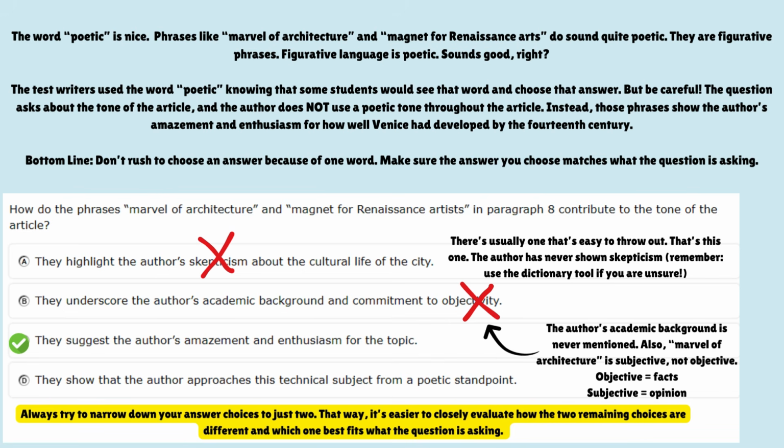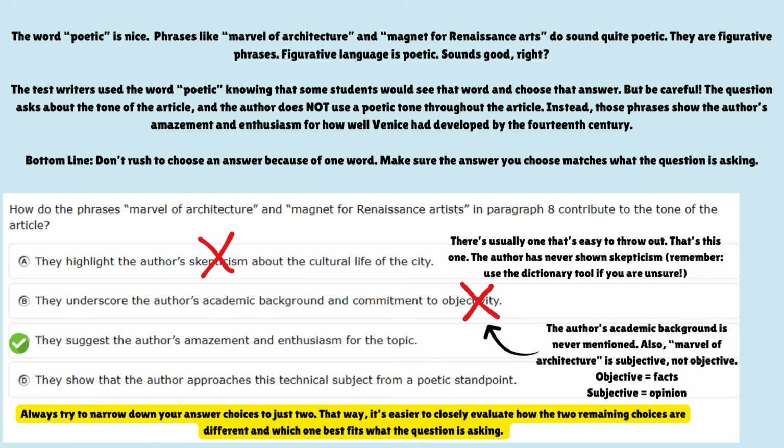So now we're left with C and D. So let's look at D. They show that the author approaches this technical subject from a poetic standpoint. And I have worked with kids that are preparing for STAAR, and they've used this practice test, and many of them have chosen this answer choice because of that word right there, poetic. And that's what they wanted you to be thrown off about. Because the word poetic is nice. Phrases like marvel of architecture and magnet for Renaissance arts, they do sound quite poetic. They are figurative phrases. Figurative language is poetic.